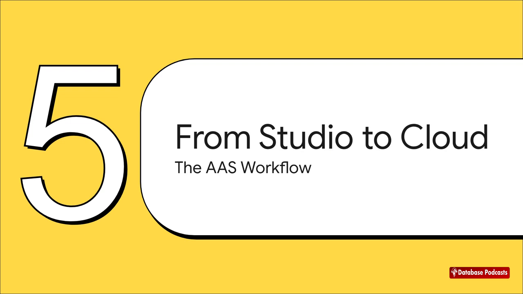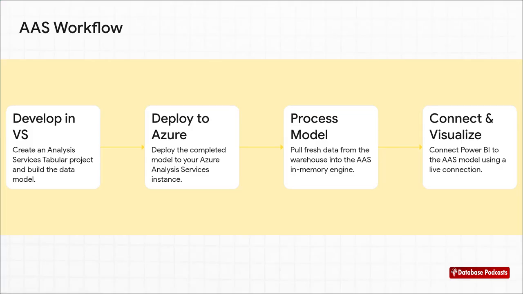So we get what AAS is and how it's so incredibly fast. But how do you actually go about building one of these models and getting it out there? Well, the process is actually very well defined. It all starts on your local machine developing your data model right inside Visual Studio. Once you've got your measures and hierarchies all set, you deploy that model up to your AAS instance in Azure.